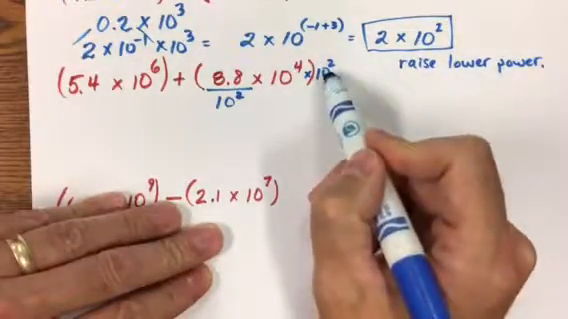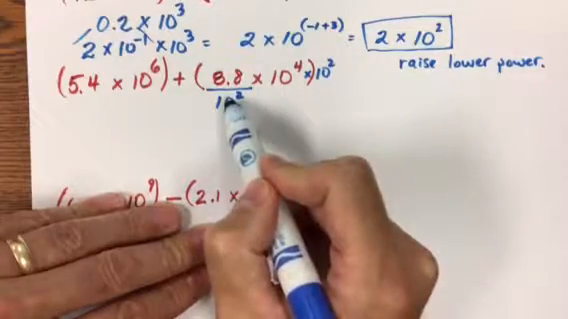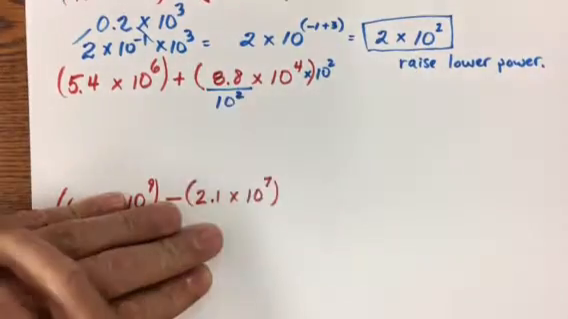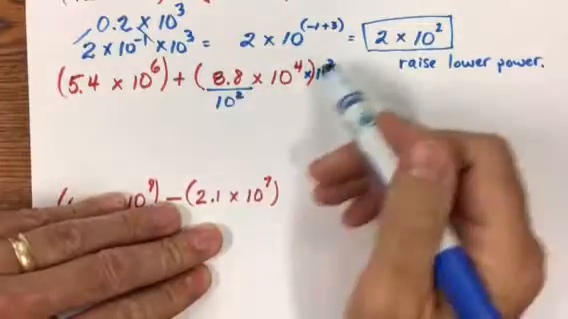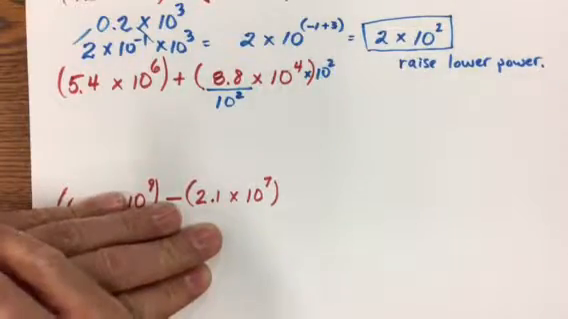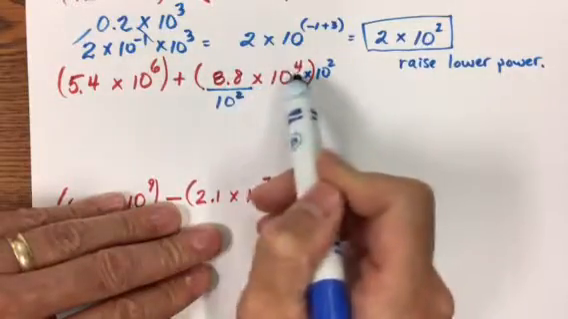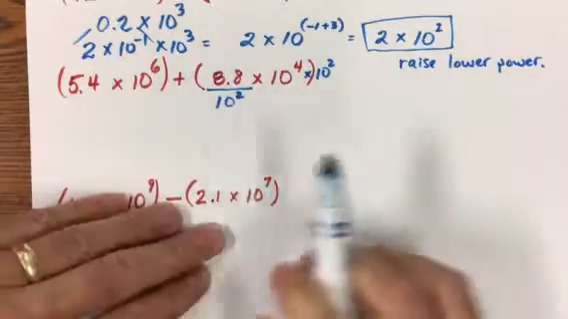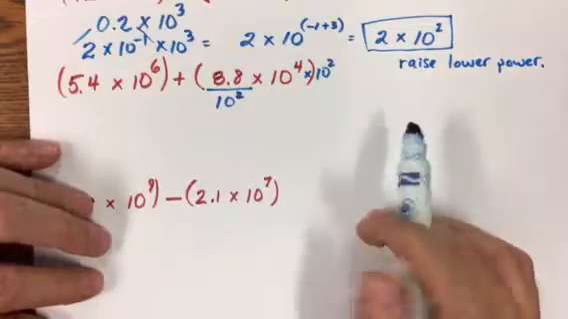So times 10 to the second power here and divided by 10 to the second power here basically cancel each other out. They just would, as a fraction, equal 1. And so I'm really not changing the value of all this. I'm just changing the way it looks.